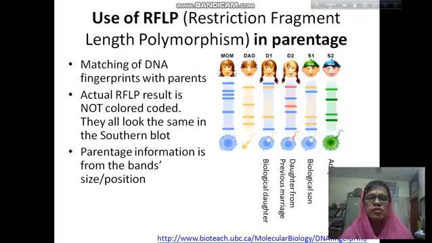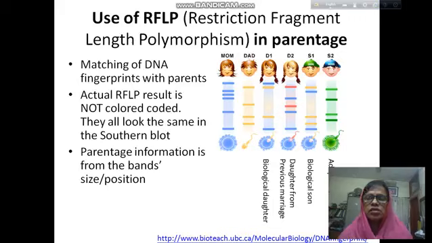Use of RFLP in parentage. RFLP means restriction fragment length polymorphism. Matching of DNA fingerprints with parents. Actual RFLP results are not color coded. They all look the same in the Southern blot. Percentage information is from the band's size or position. In this result we see S2 is the adopted son, S1 is the biological son, D2 is the daughter from the previous marriage of Mrs. Chen, D1 is the biological daughter.